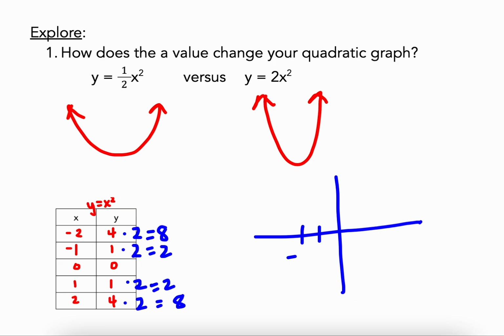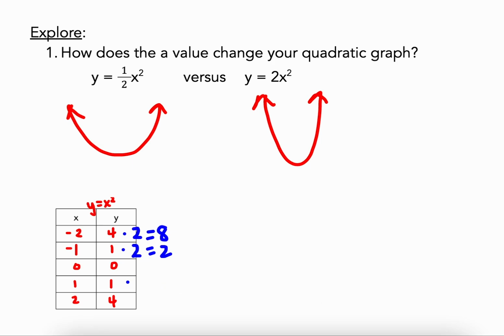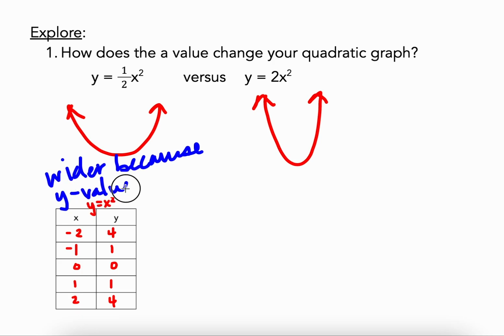Okay, so let's add that to our notes, okay? So that we're not just writing wider or narrow. We want to also figure out what about the numbers, the x and y values, made it that way. Okay, so for a number or a value that's less than 1, it is wider because the y values were lower.